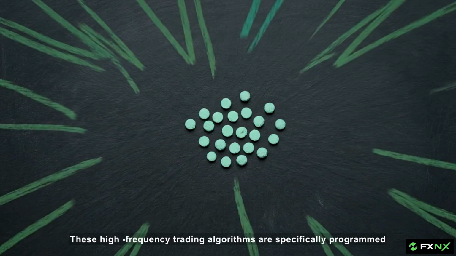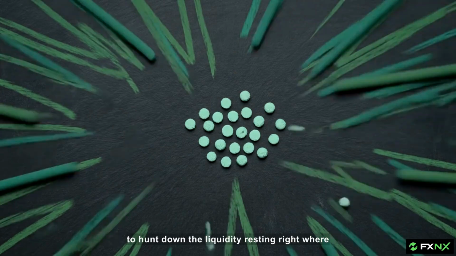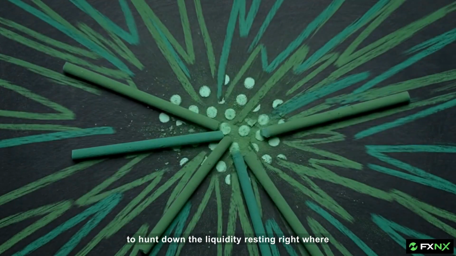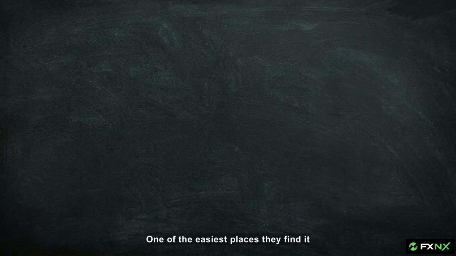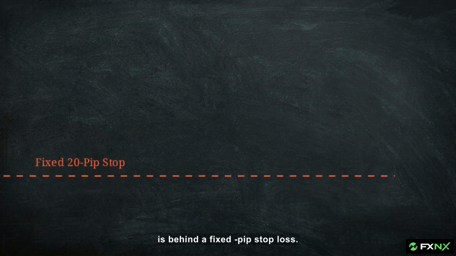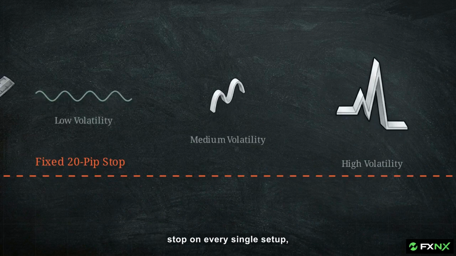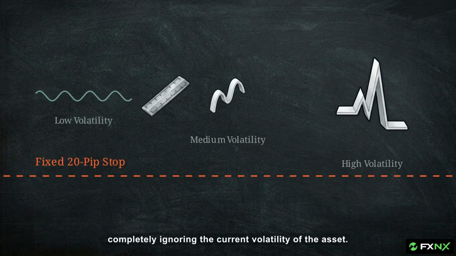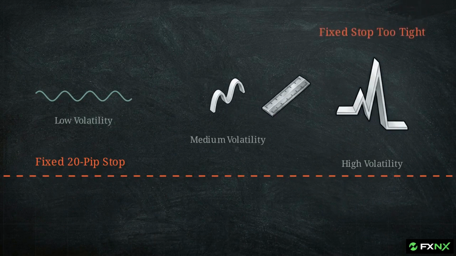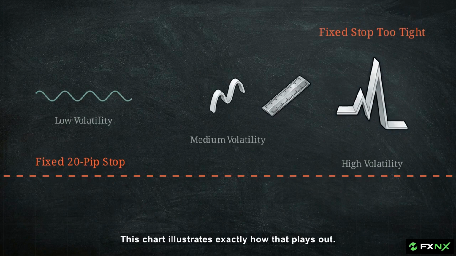These high-frequency trading algorithms are specifically programmed to hunt down the liquidity resting right where retail traders hide. One of the easiest places they find it is behind a fixed pip stop loss. Many traders arbitrarily place a flat 20 pip stop on every single setup, completely ignoring the current volatility of the asset. This chart illustrates exactly how that plays out.